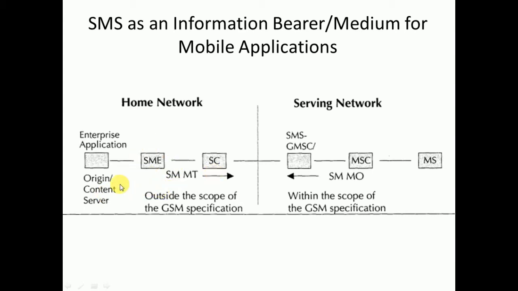The message from the content server to the MS is an SMMT message. Here also, the message from the MS to the enterprise application is an SMMO message. The SME and the content server are outside the scope of the GSM specification, but the mobile station and the MSC are within the scope of the GSM specification. The message will be sent from the content server to the MS, and also the MS will send messages to the content server.